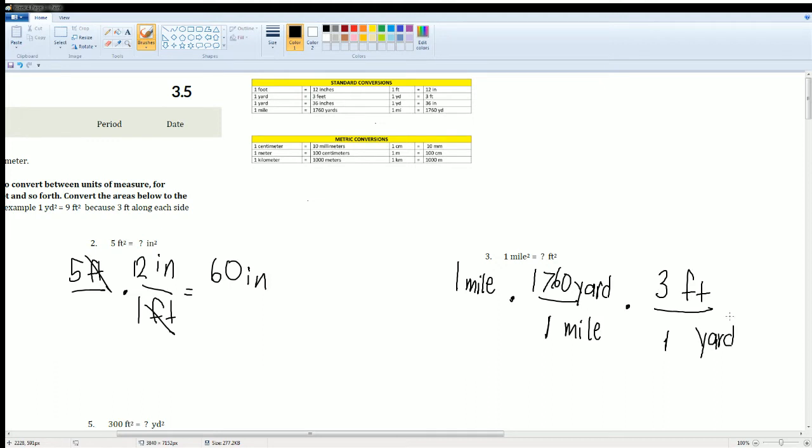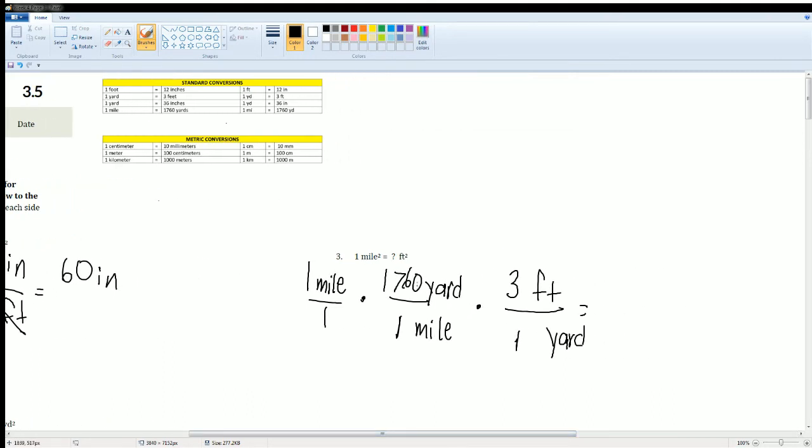Now you have to just multiply it across. I'm just going to do this for you because this was a long conversion. All right. So 1 times 1,760 times 3. So 1 mile is equivalent to 5,280 feet.